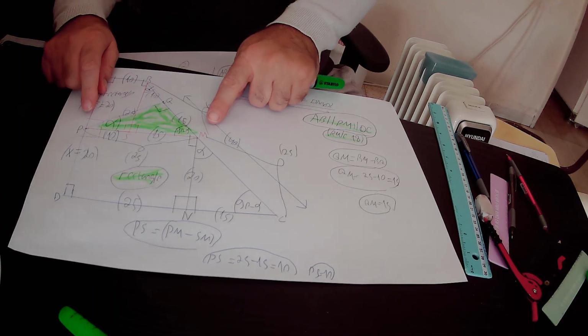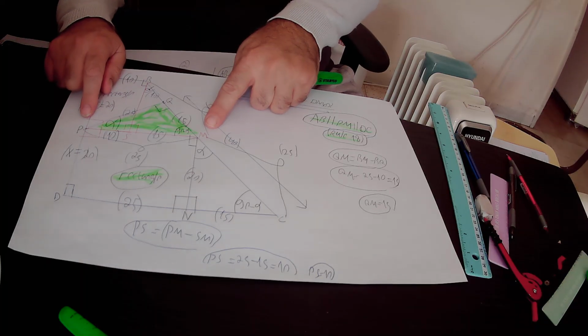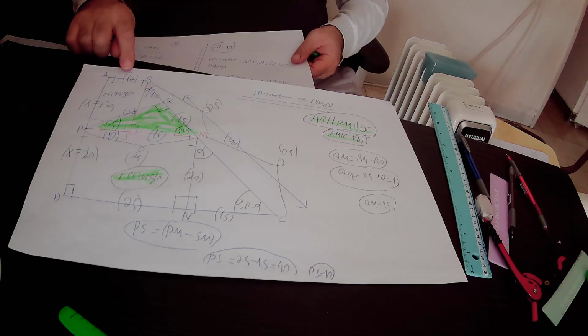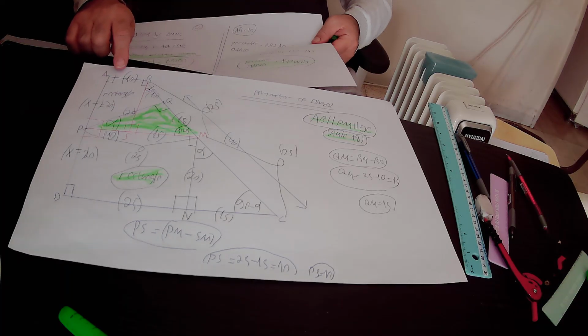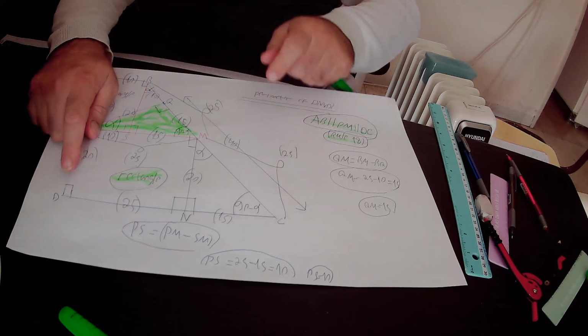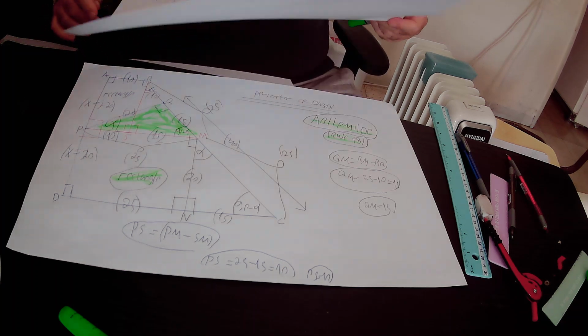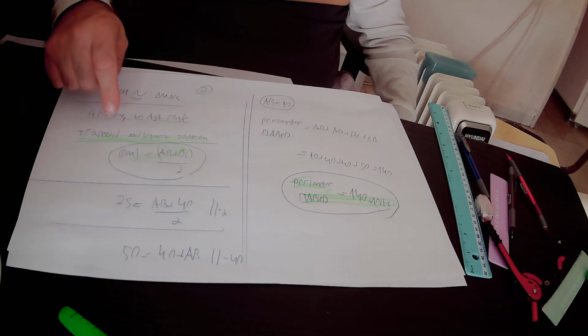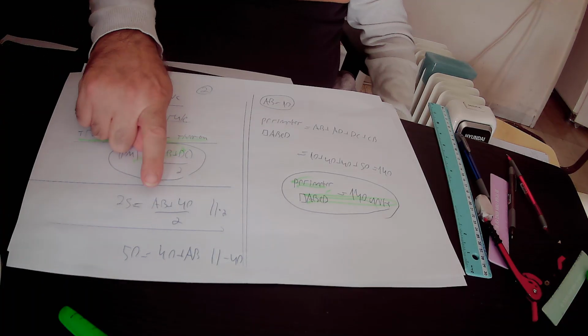But we already found out that PM equals 25, so we can substitute PM by 25. And this equals AB. AB is the missing side, so we leave it as it is. Plus DC. DC is 40. So we found out that according to the trapezoid mid segment theorem, 25 equals AB plus 40 over 2.